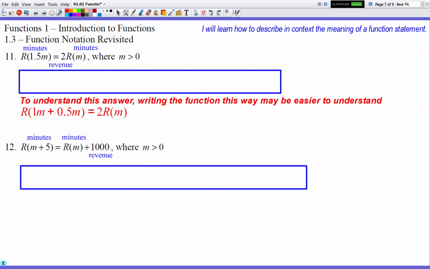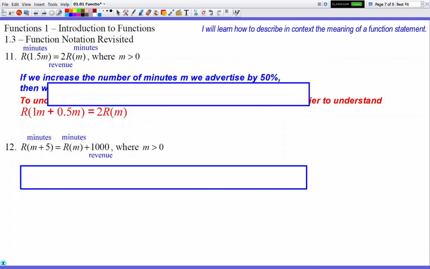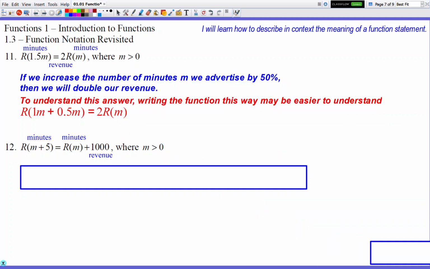Don't just translate this problem as you're going to advertise by 1.5 times more. Technically that's correct, like I said, but we don't want that answer. We want to see this answer instead for number 11: if we increase the number of minutes we advertise by 50%, then we will double our revenue. That's the more rigorous answer that we're striving for. So strive for that level of understanding.